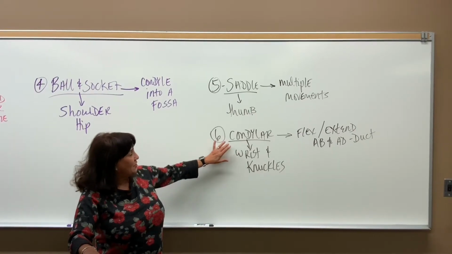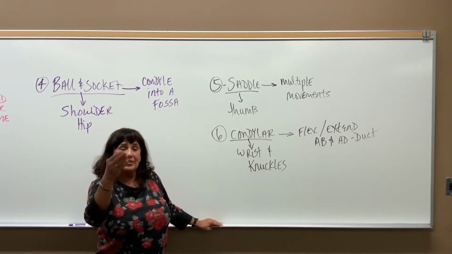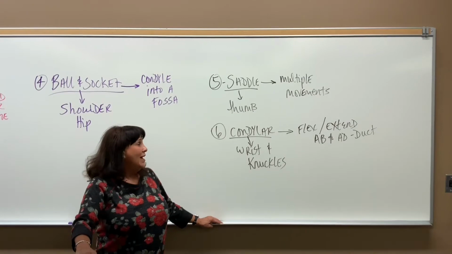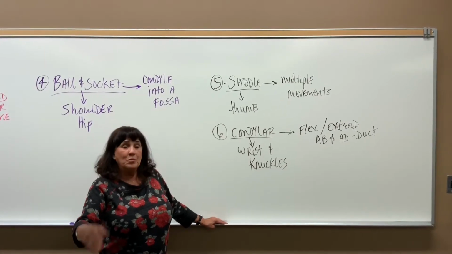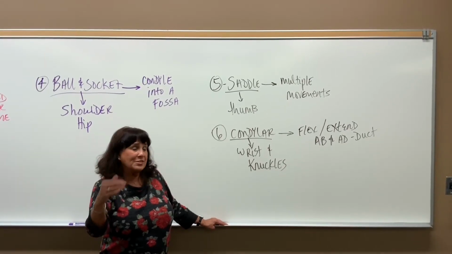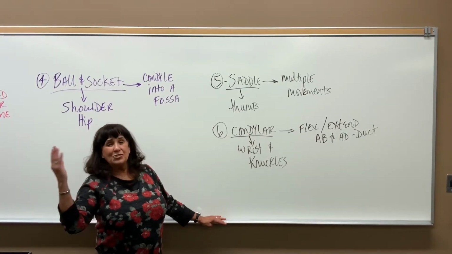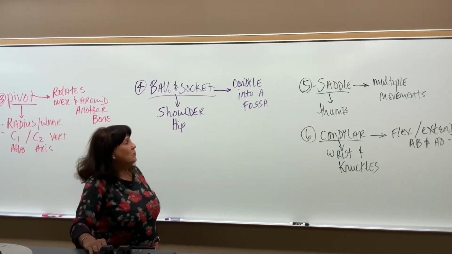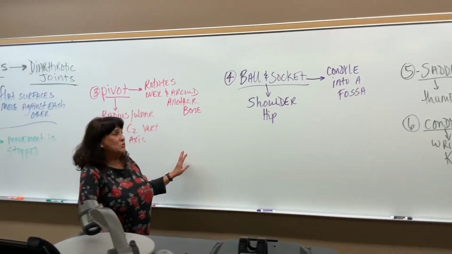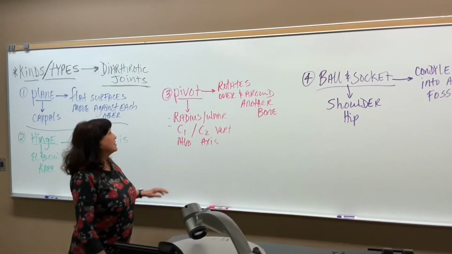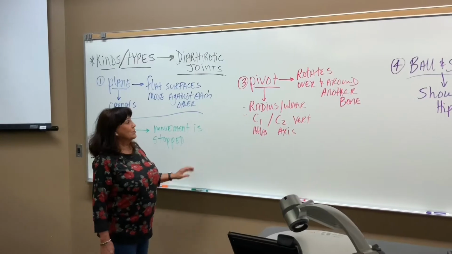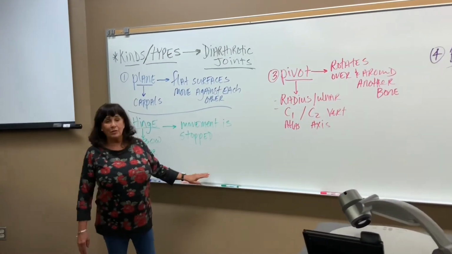So condylar basically has to have a condyle on the end of one bone, and then it's going to move against another surface and produce different types of movement. So that's just a general definition, and we're not going to get into these too much, but there are the 6 basic types of diarthrotic joints, and some of these you've heard more than others, all right?